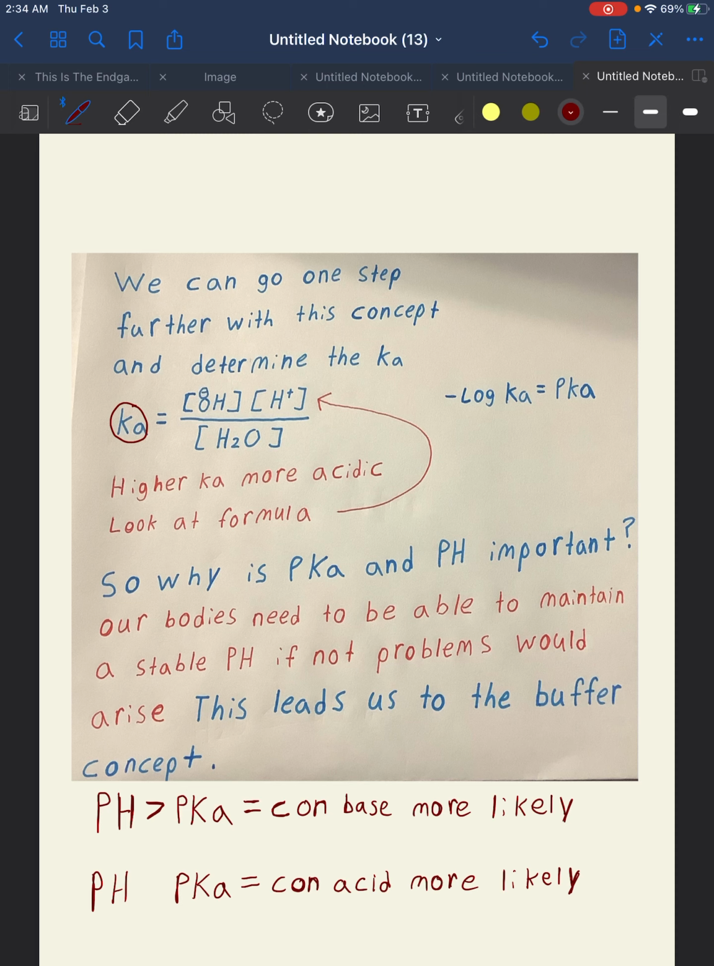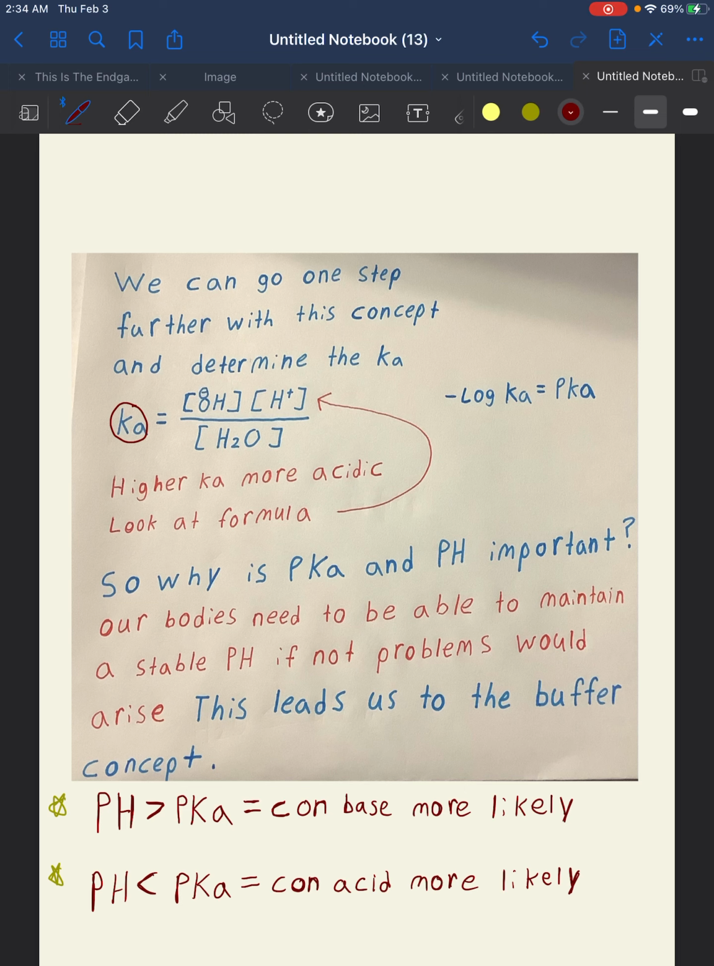Now, one thing to note with pKa that is a very important concept, please do note this, this is probably going to be on the exam: if the pH is greater than the pKa, the conjugate base is more likely to be present. And I forgot to put the arrow here. If the pH is less than pKa, the conjugate acid is more likely to be present, or more likely to be prevalent.